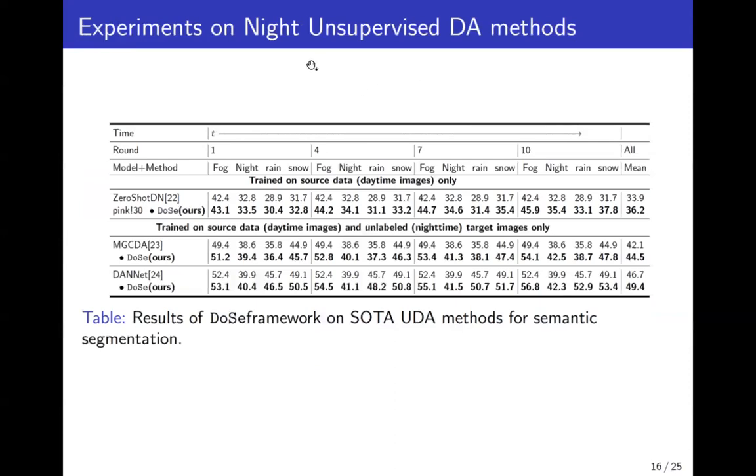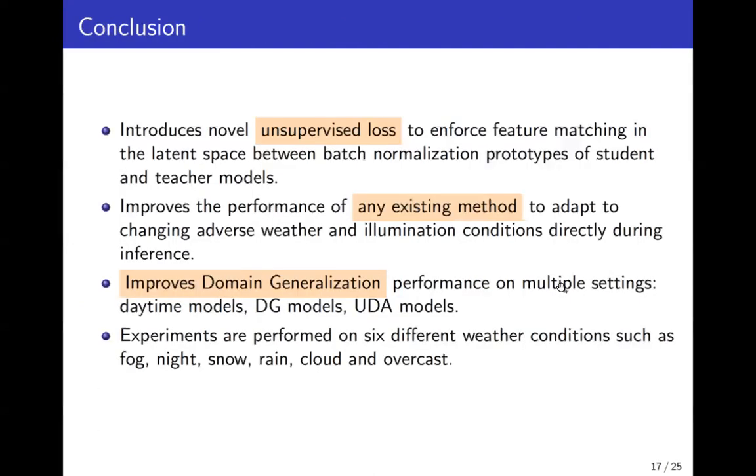So coming to unsupervised domain adaptation methods, we take nighttime unsupervised domain adaptation methods and apply our proposed method on top of them. We can see around 2.4% and around 3% improvement in mIoU performance.